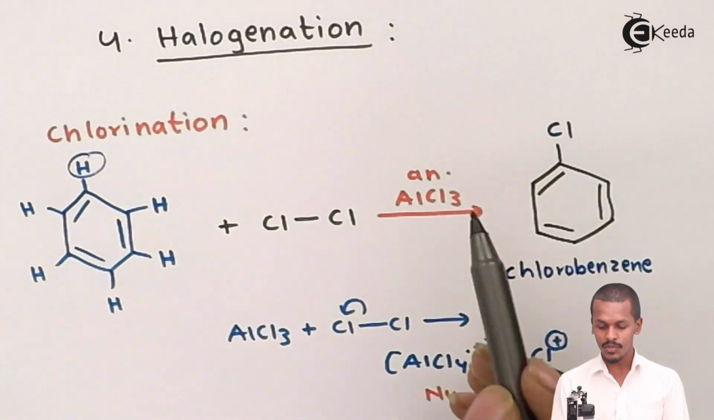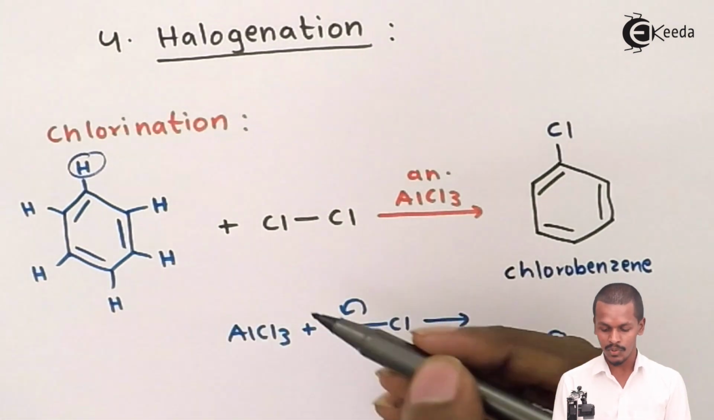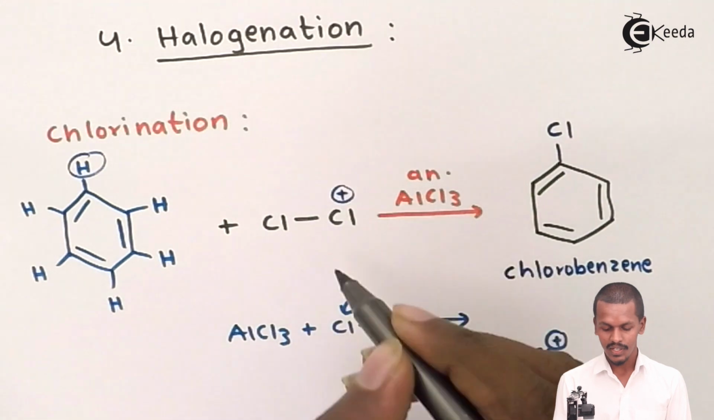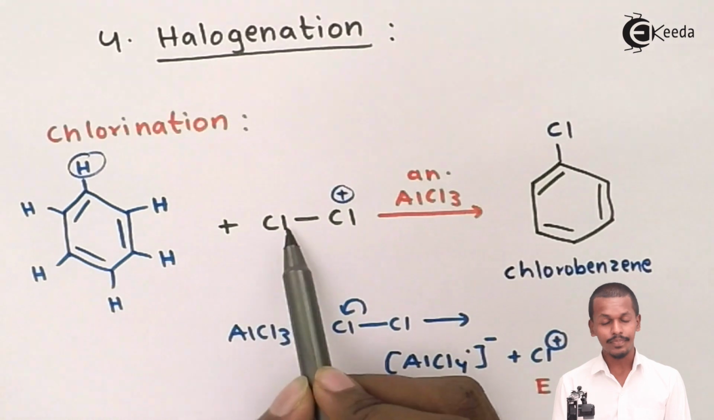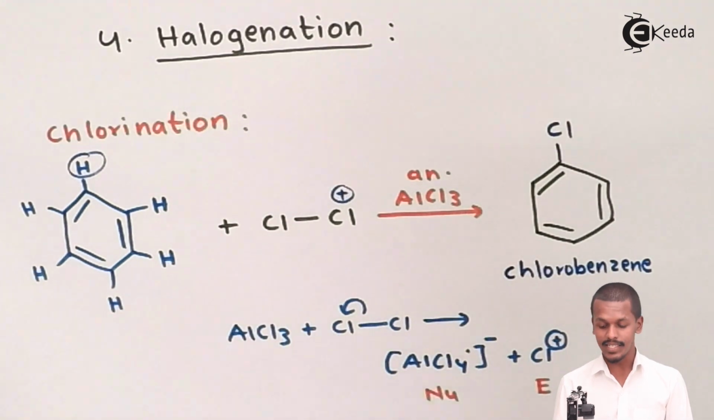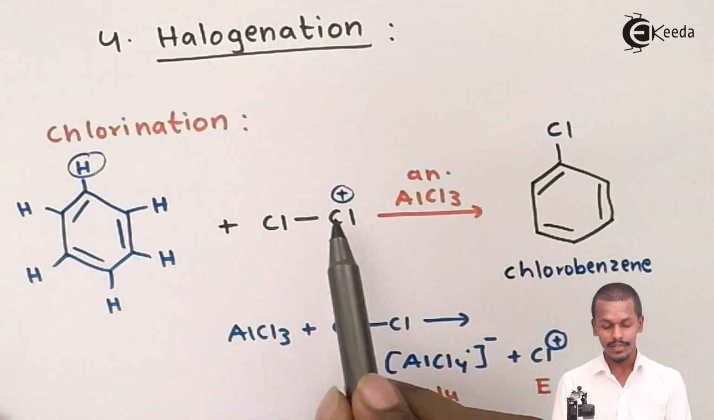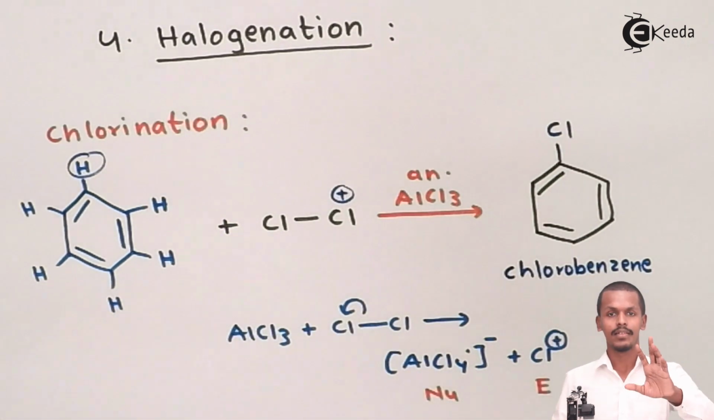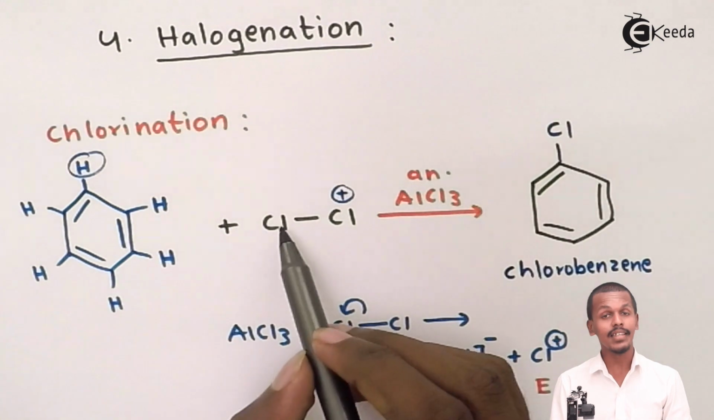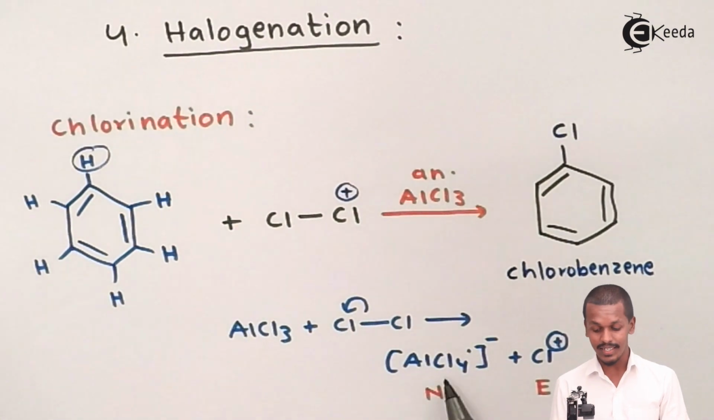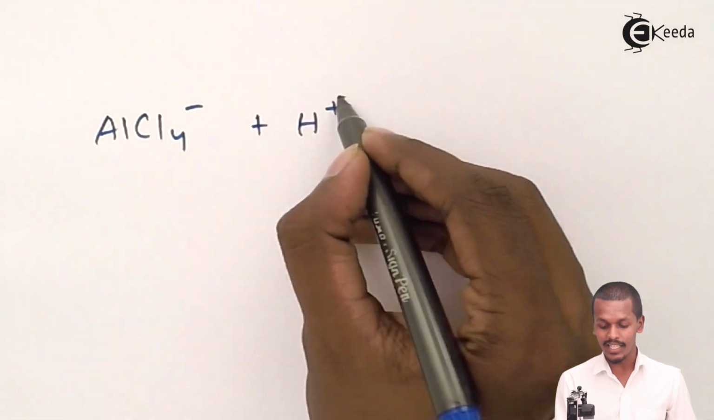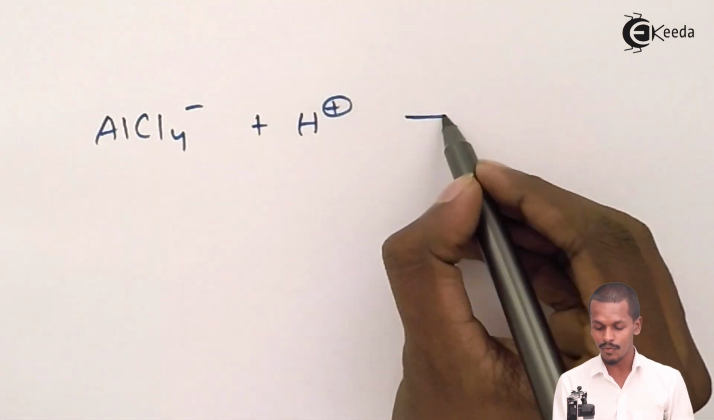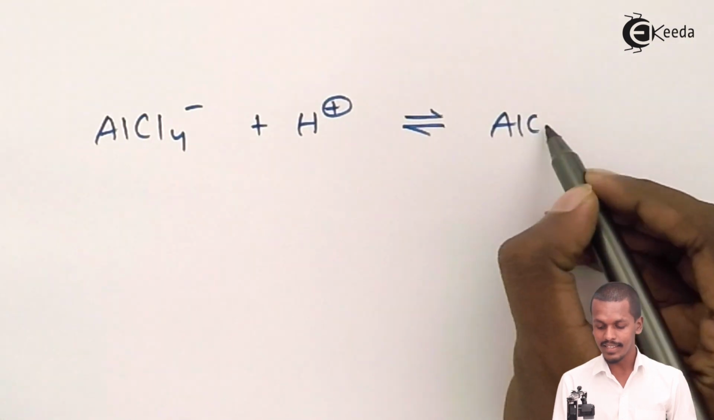So in this case, the hydrogen atom that was being removed was replaced by the Cl plus. And we could see that the remaining Cl minus, the nucleophile that has been converted into AlCl4 minus, will take away the H plus atom that has been removed from the benzene, and that's the reason it will form again AlCl3 plus HCl.